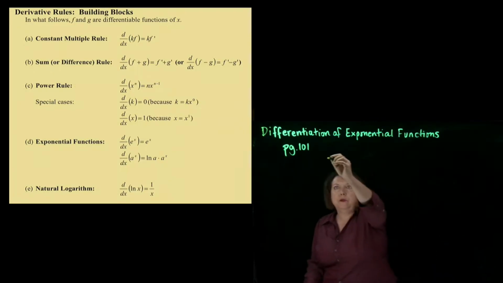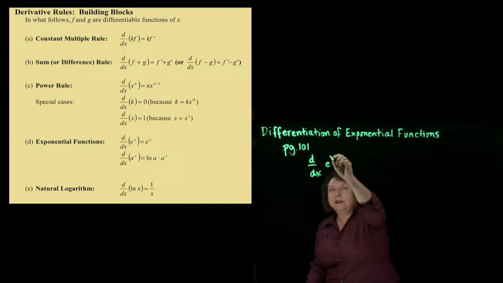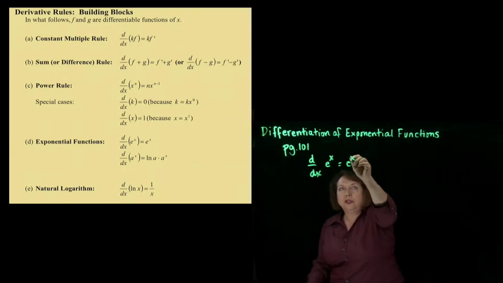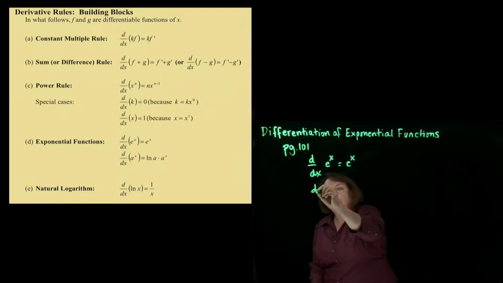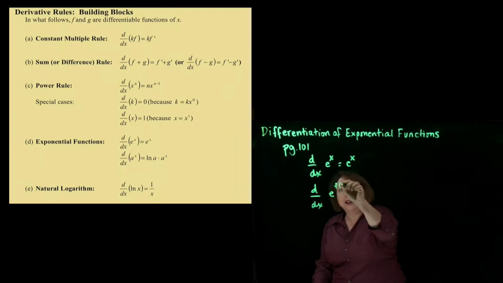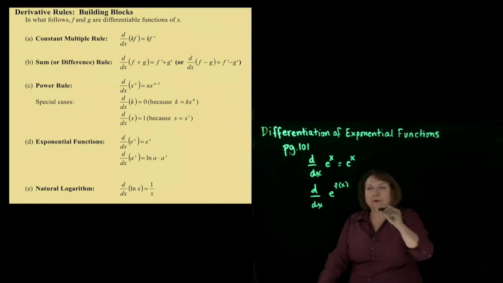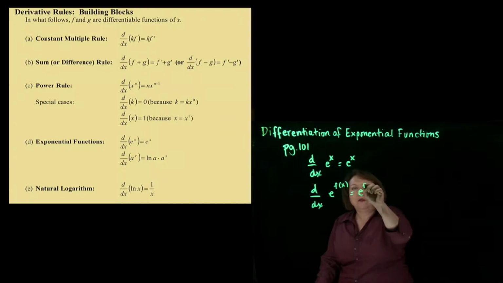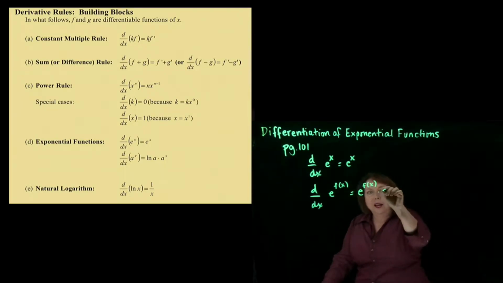So if we take the derivative of e to the x, well, the derivative is just e to the x. One thing it doesn't show here in our book, or at least not on this page, is if our exponent is actually a function, then we use the chain rule. We'll just write down the original function, and then take the derivative of that exponent.